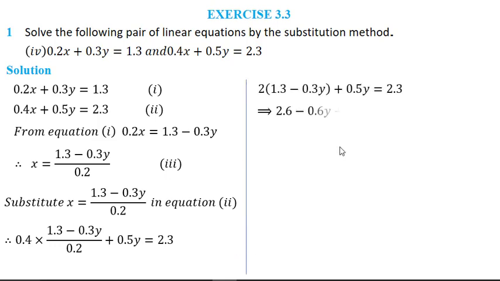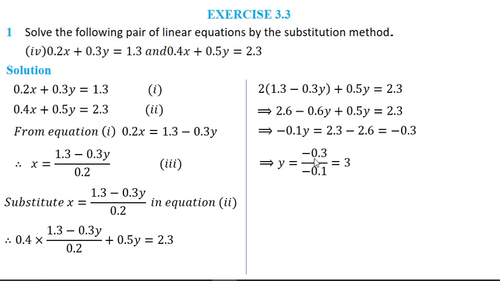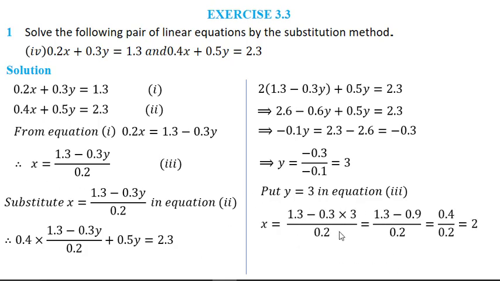Now after putting in equation 2 and simplifying, finally we are getting y as minus 0.3 upon minus 0.1, which gives me 3. So the value of y is 3. Now this value of y, 3, we will put in equation number 3 as x equal to 1.3 minus 0.3y upon 0.2. You can put the value of y in equation 1 or equation 2, but it is easy to put in 3 because directly you will get the value of x. So after putting y equal to 3, I get the value of x as 2. So I will say that x equals 2 and y equals 3 is the required solution.